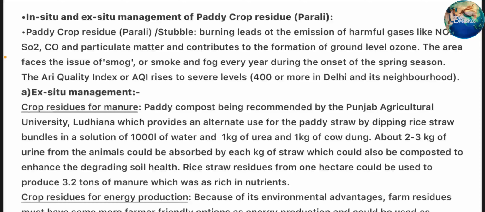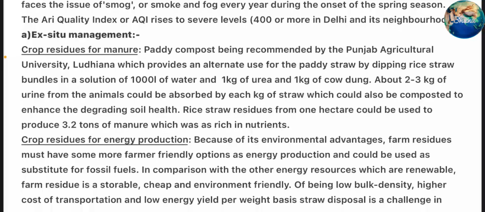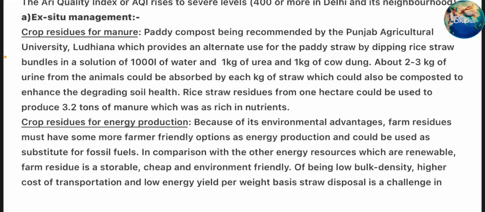Ex situ management. Crop residues for manure. Paddy compost is being recommended by the Punjab Agricultural University, Ludhiana, which provides an alternate use of paddy straw by dipping rice straw bundles in a solution of 1000 liters of water, 1 kg of urea, and 1 kg of cow dung.